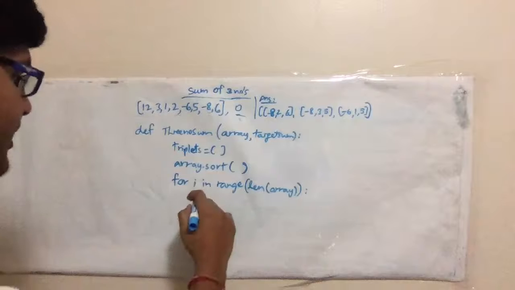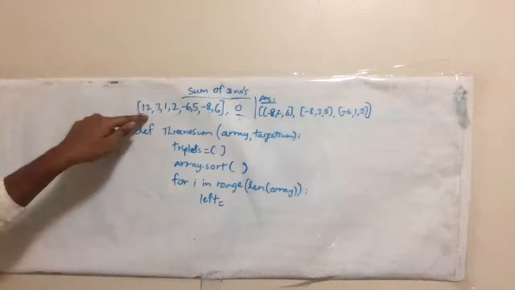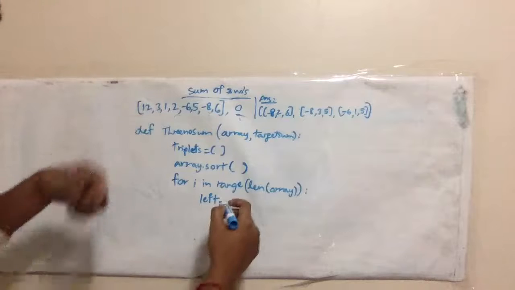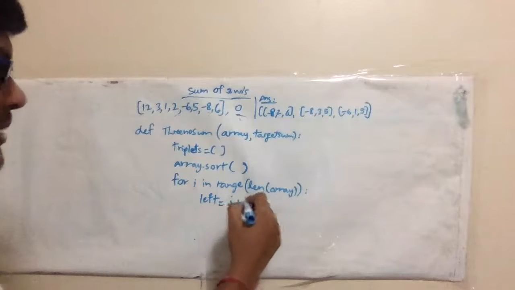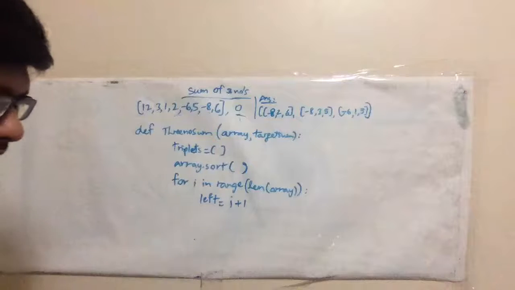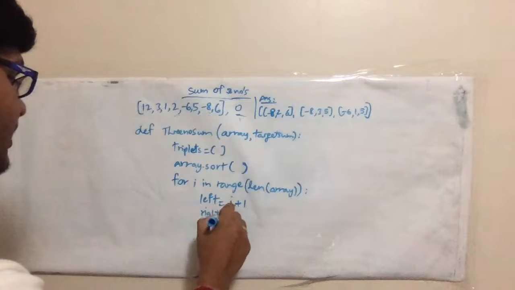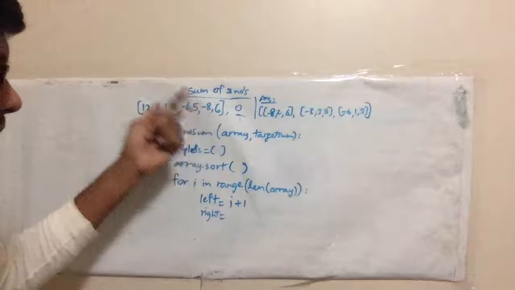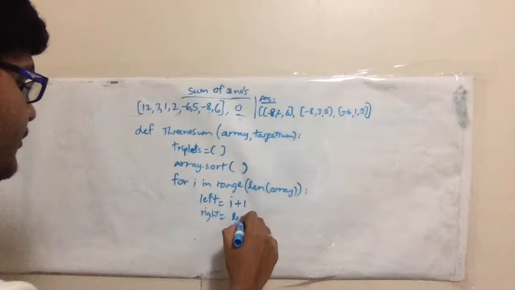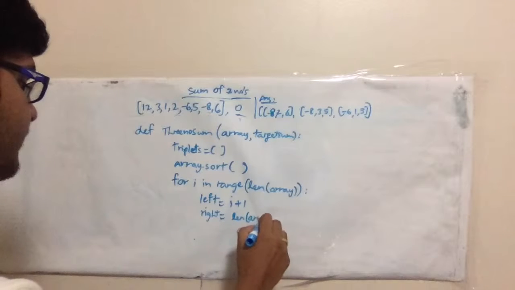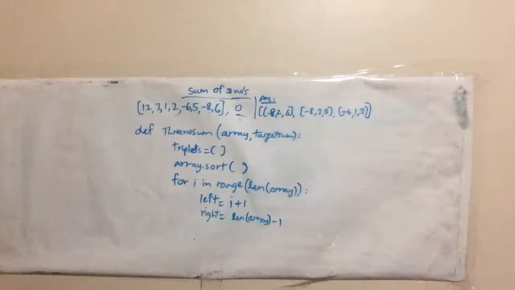We can just create the variables. So left pointer is equal to i plus 1, isn't it? Just next to the element which the iteration is happening. And right pointer, as we know, will be at the extreme end, which is of index length of array minus 1. So we have created the left and right pointers.